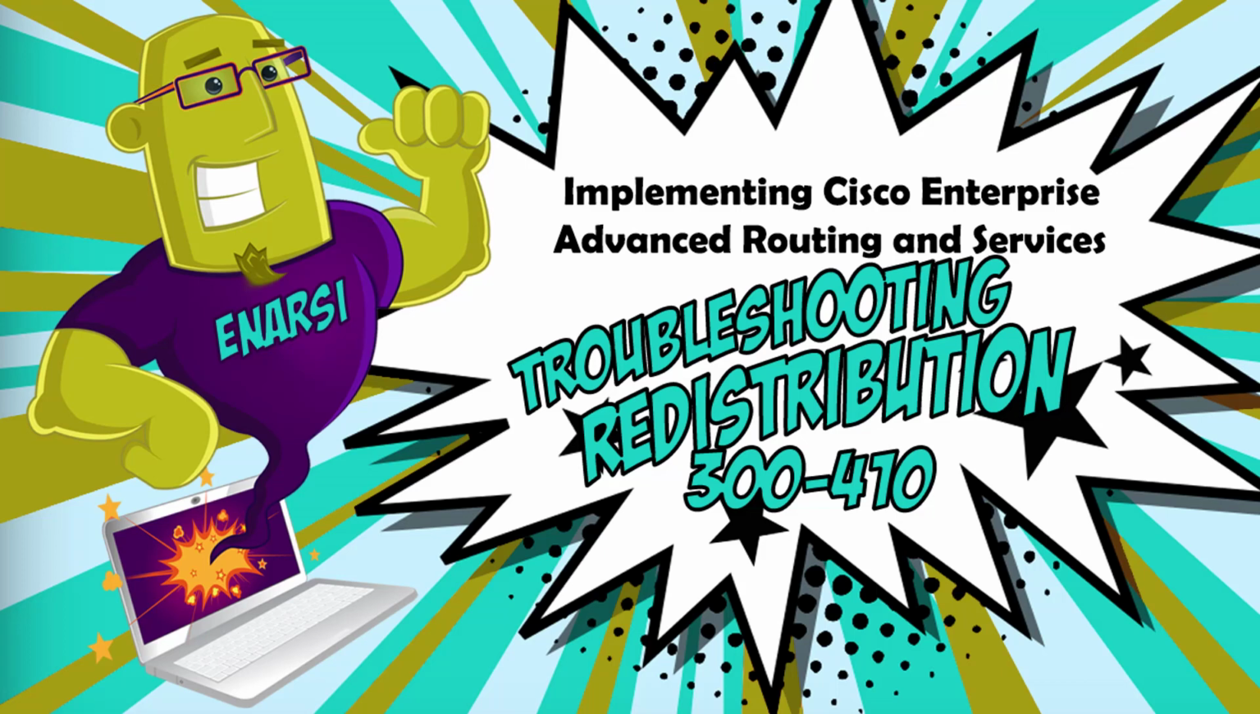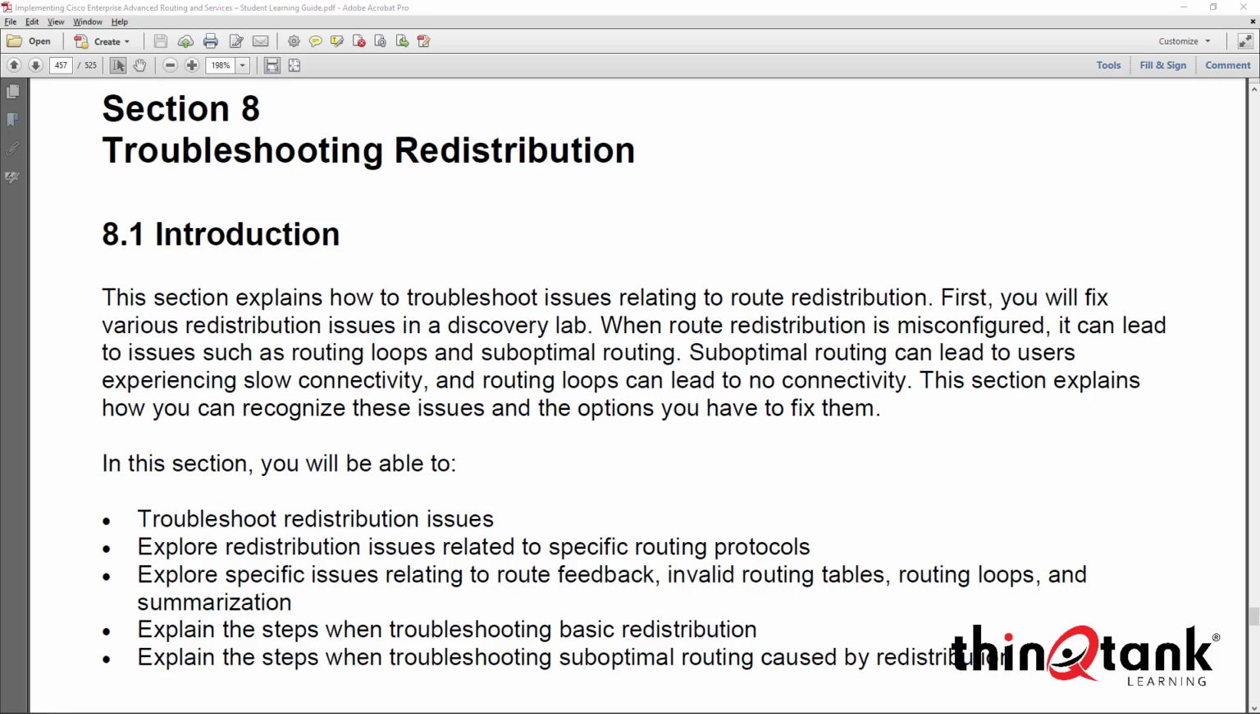All right, now we're in section 8. We're going to pretty much focus most of our attention. There is a little bit of a discussion at the end with troubleshooting redistribution, some great techniques and concepts that we can use to troubleshoot redistribution. But we're going to start this section here with a big discovery, and that has several different configuration issues that we're going to have to fix in the discovery lab, and redistribution is misconfigured.